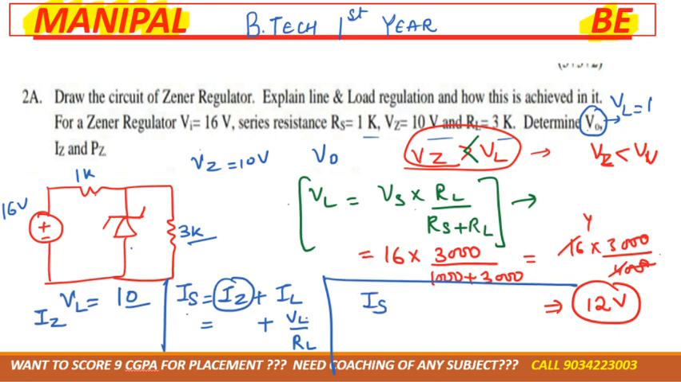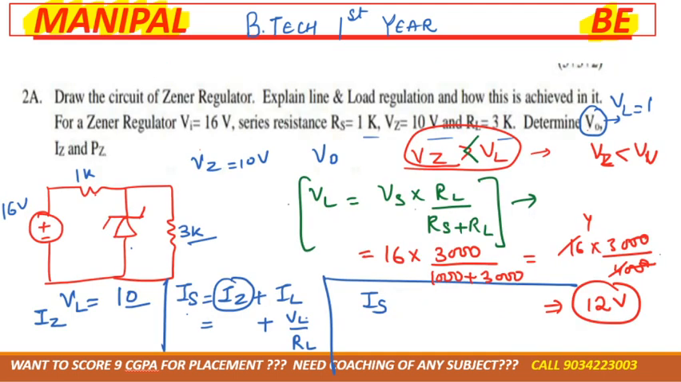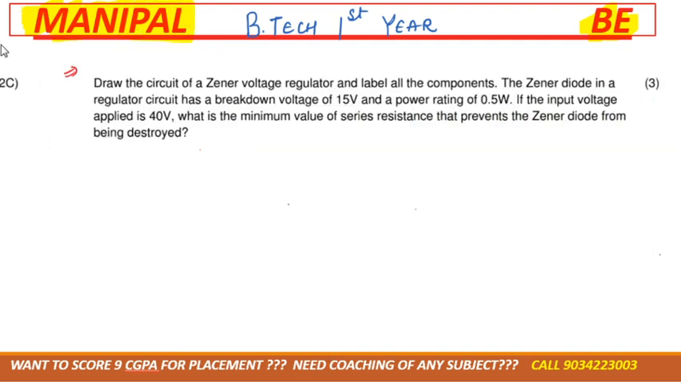Is का क्या formula है? See the formula. That is Vs minus VL by RL. Right? So Is is equal to Vs minus VL by RL. Vs की भी है, VL की भी है, RL की भी है. We'll get Is. We can substitute it here. Then we'll get Iz. Next is Pz. Pz is how much? Pz is equal to Vz into Iz. Vz भी है, Iz भी है, we'll get. See, in this you have to follow the diode.